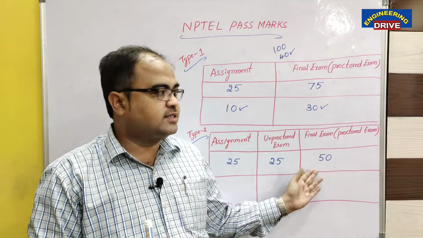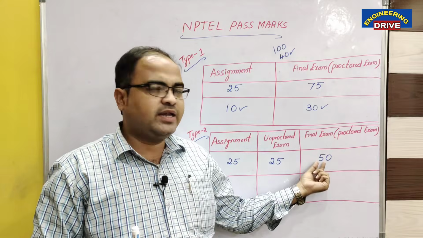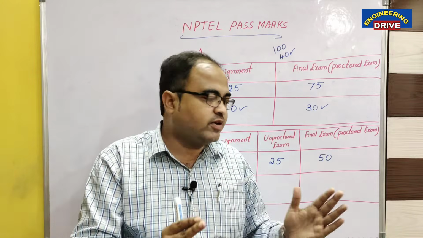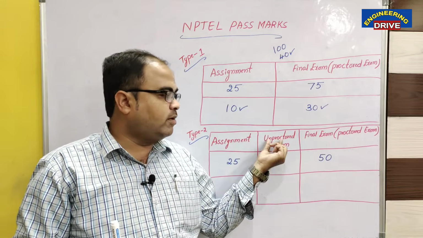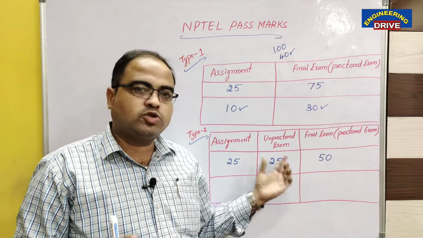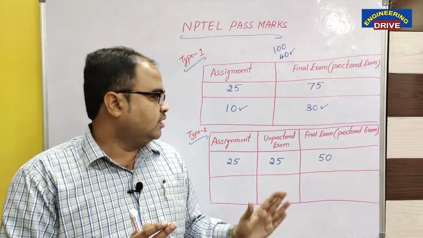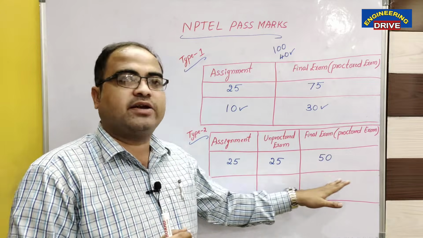The only difference you can see here is that instead of 75, the final exam is 50. Where the 25 marks have gone, those 25 marks have been added in the form of the unproctored exam, which a user should write from their particular places. Is it right? Now, coming to the pass criteria.